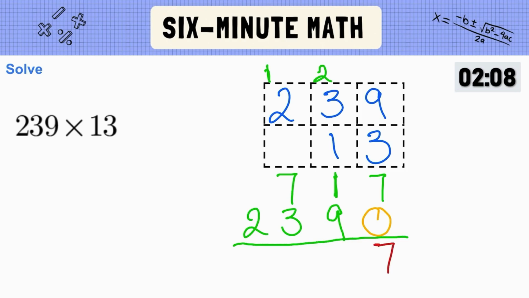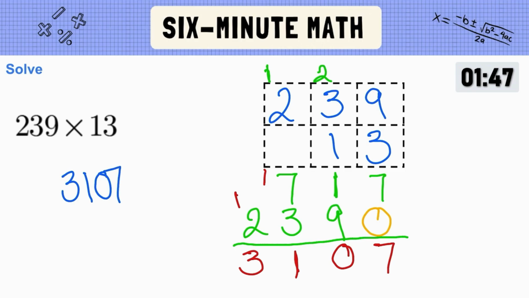7 plus 0 is 7. 1 plus 9 is 10. Drop the 0, carry the 1. 1 plus 7 plus 3 is 11. Drop the 1, carry the 1. And 1 plus 2 is 3. Making 239 times 13, 3,107.